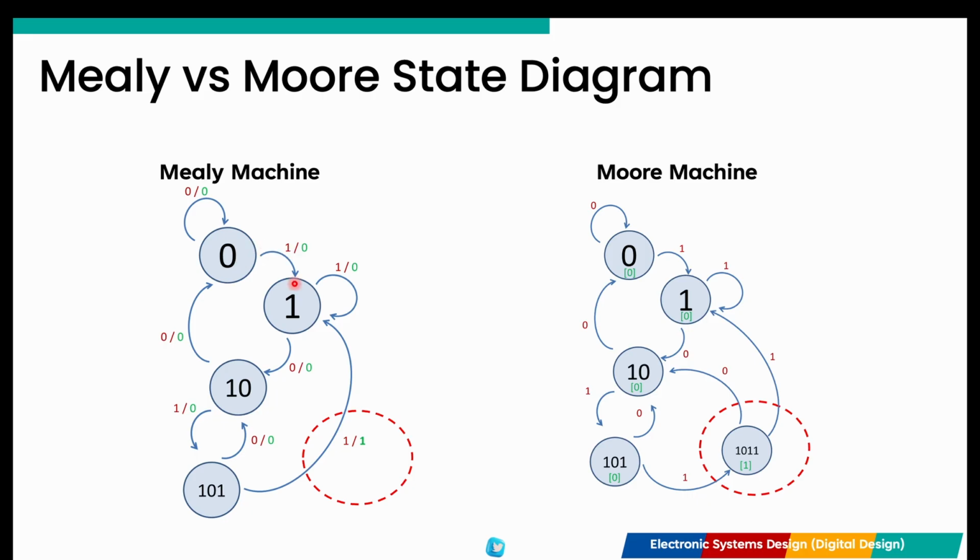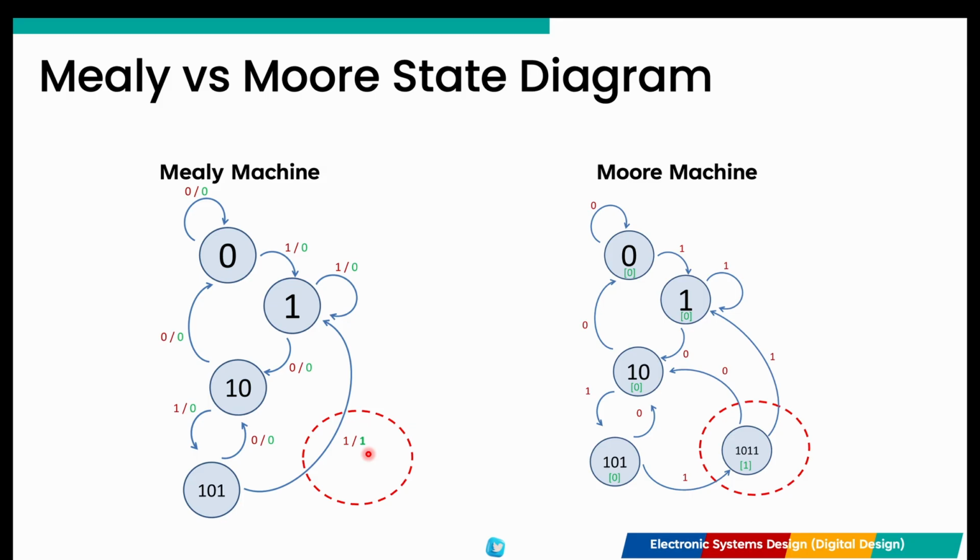From S0, we see 1. So we move to S1, and the output is 0. From S1, we see 0. We go to S2, and the output is still 0. From S2, we see another 1. We go to S3, and the output is 0. Pay close attention to this final step. We are in S3, and we receive the final 1, where the output is 1.